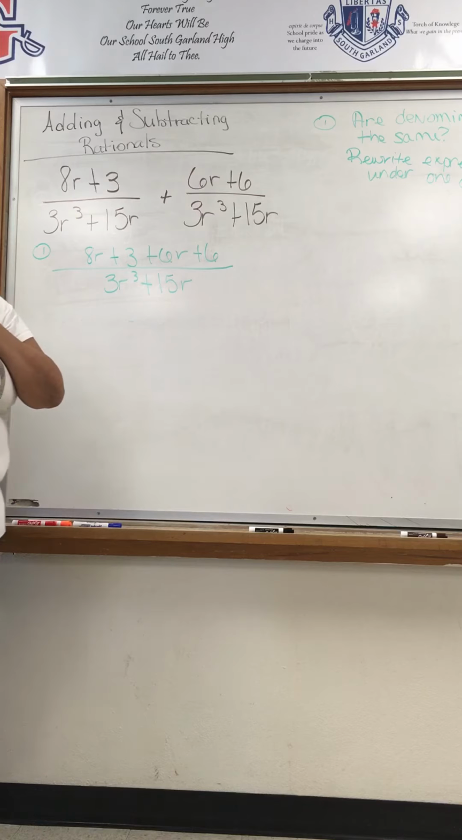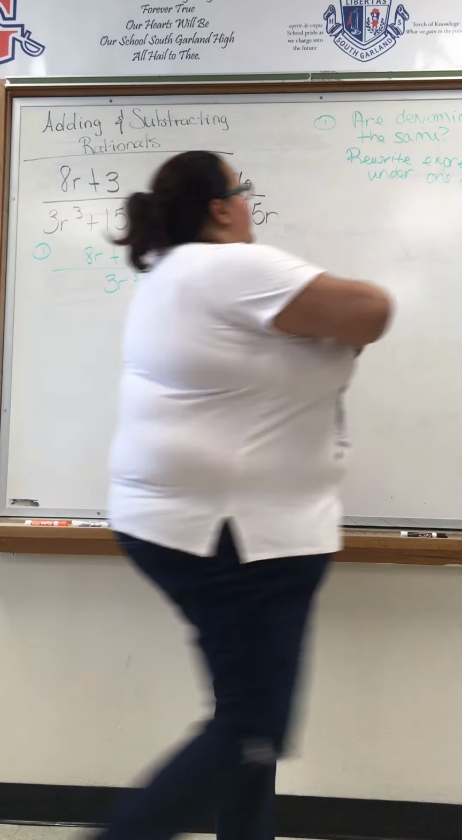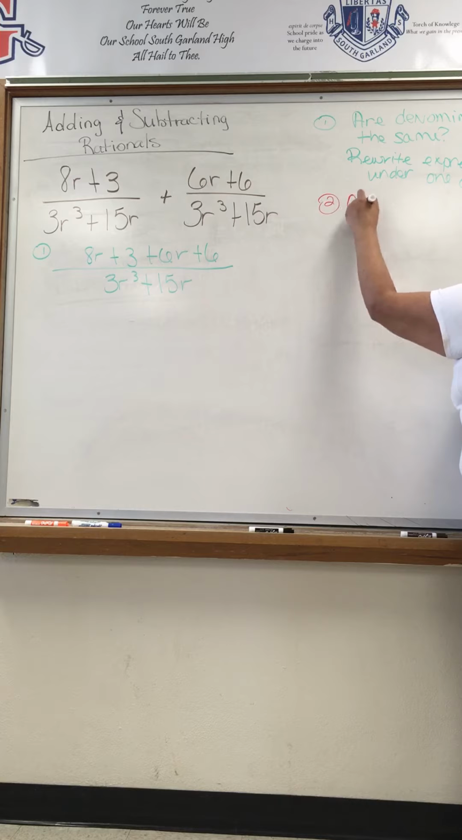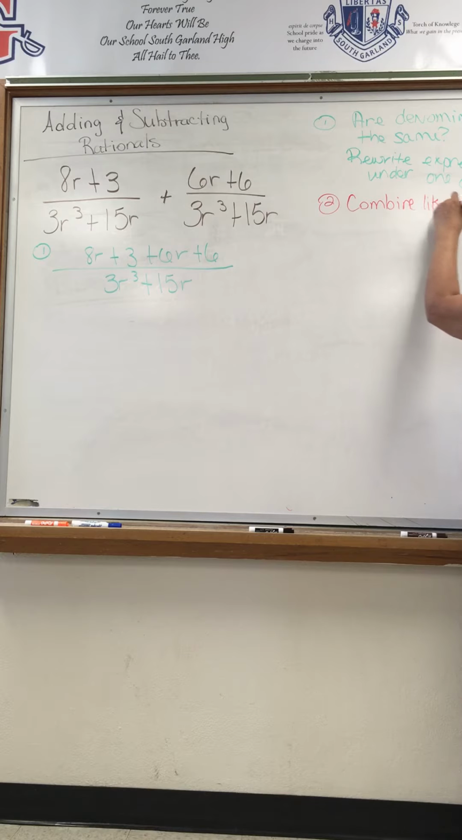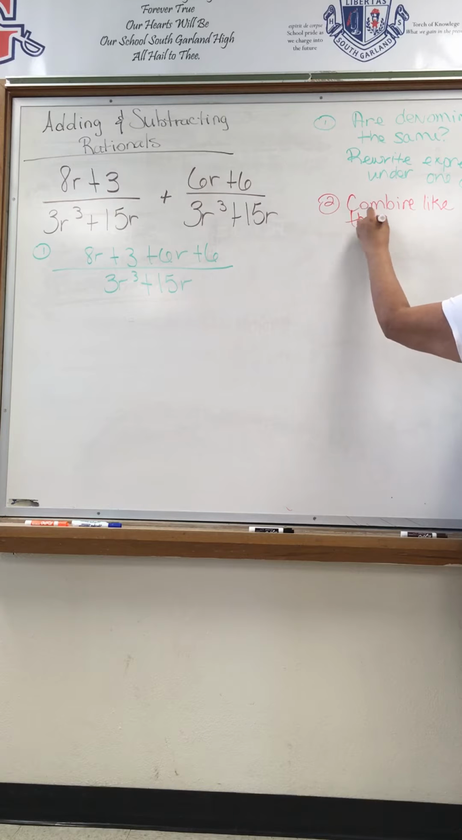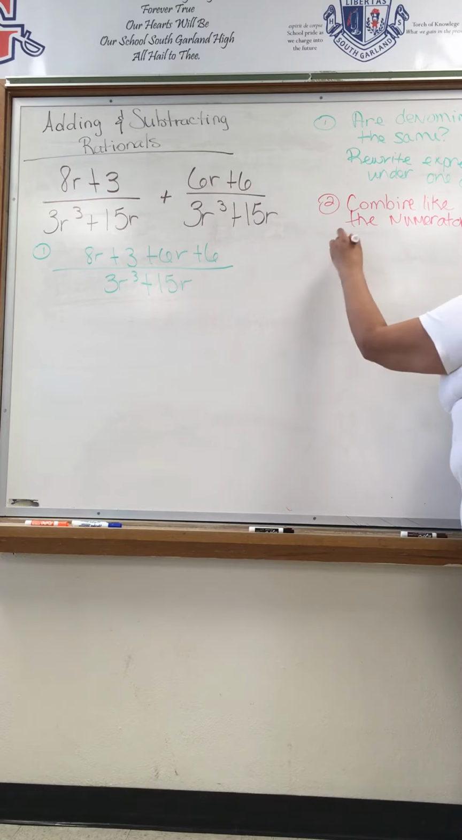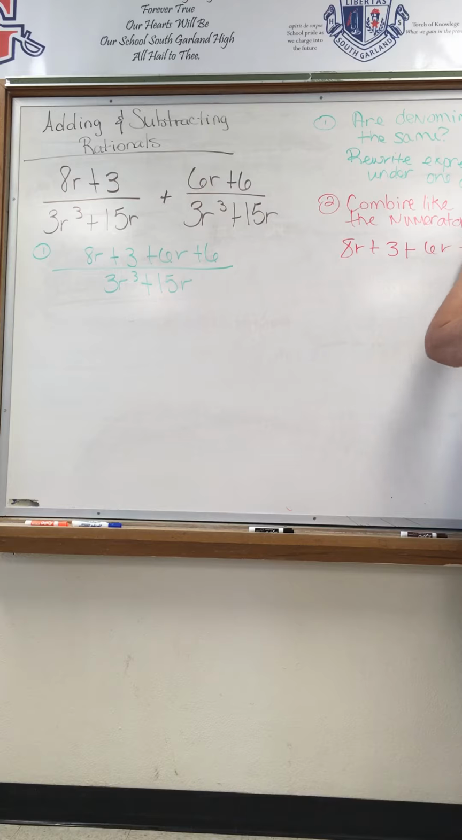All right, okay. Now, once you have completed this, the next thing you are going to do is combine like terms in the numerator. So we are going to do step 2, combine like terms in the numerator. So we have 8r plus 3 plus 6r plus 6.